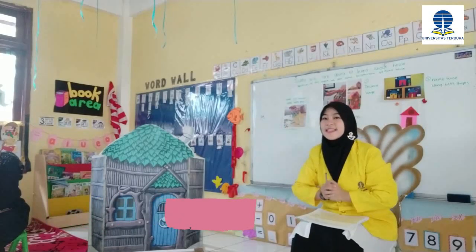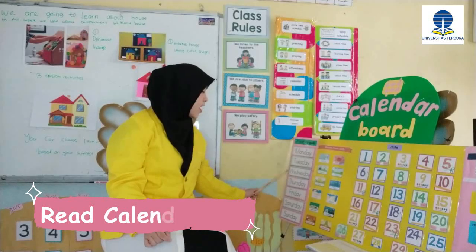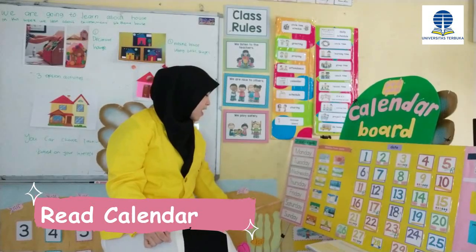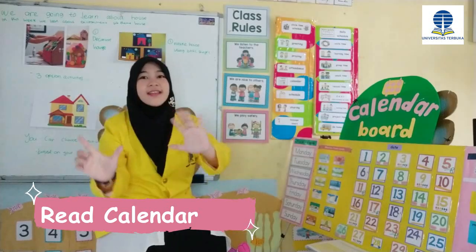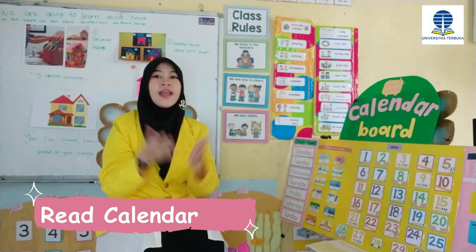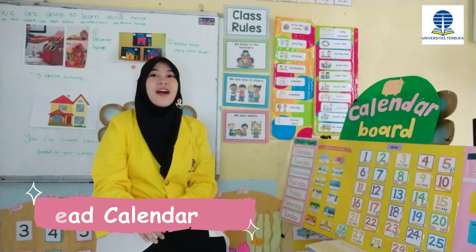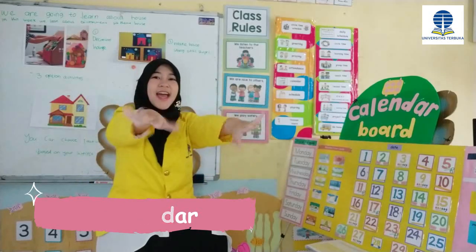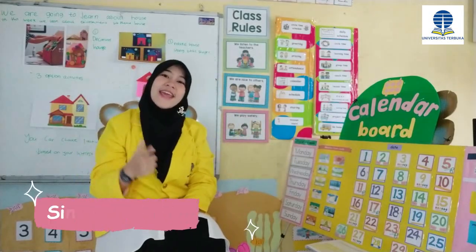After attendance is Sunday, Monday, Tuesday, Wednesday, Thursday, Friday, and Saturday. There are 7 days. There are 7 days in the week. Calendaring already done. After calendaring is sing and dancing.